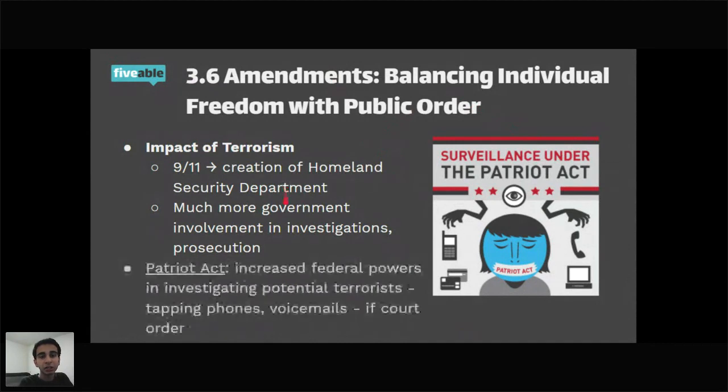One key piece of legislation that College Board mentions is the Patriot Act. So the Patriot Act increased federal powers in investigating potential terrorists, whether that be through tapping phones, voicemails, if there's a court order. So that's something to think about in terms of the Fourth Amendment. The Fourth Amendment says there's no unnecessary searches and seizures. So like, does this fall under that?